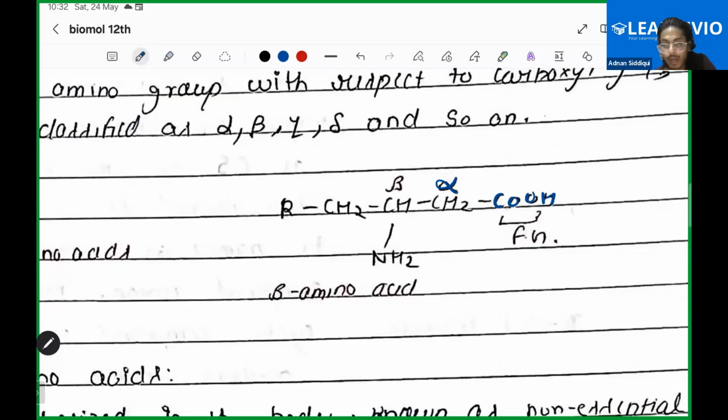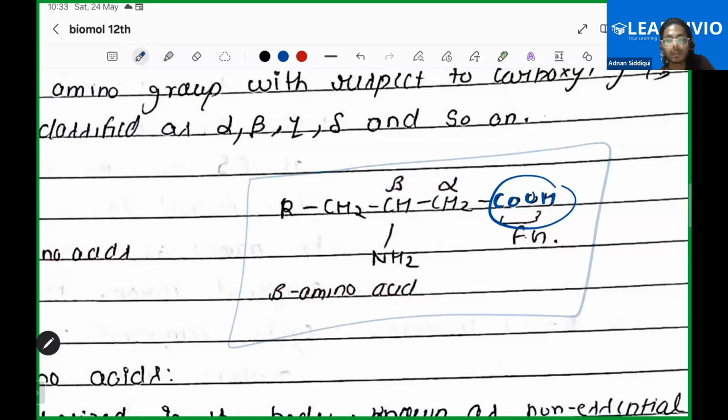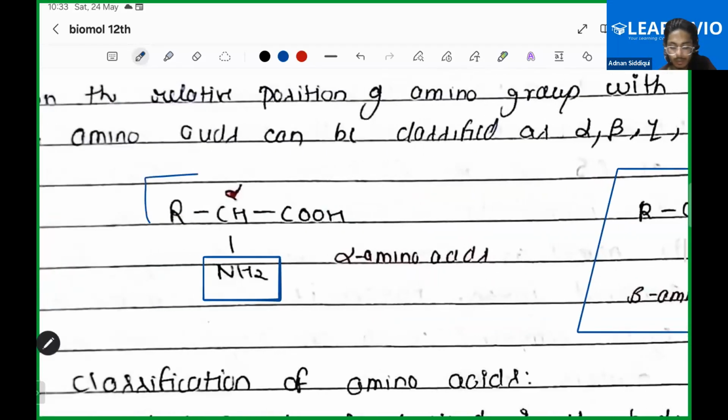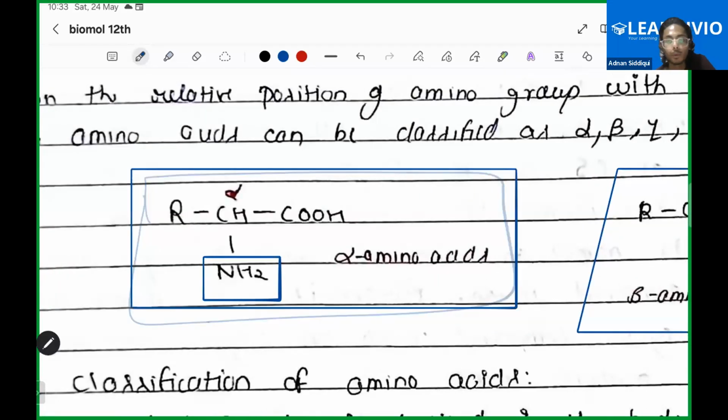But suppose, to this carboxylic acid, this is the alpha position, the directly attached carbon to this carboxyl group. But to this we have no amine group; the amine group is at the beta position. So this will be called a beta amino acid. So the question is, are beta amino acids capable of forming proteins? No, only alpha amino acids are capable of forming proteins, right?